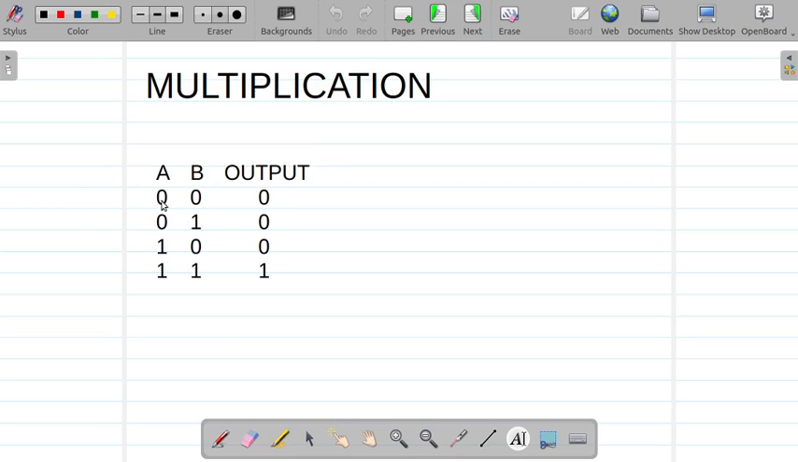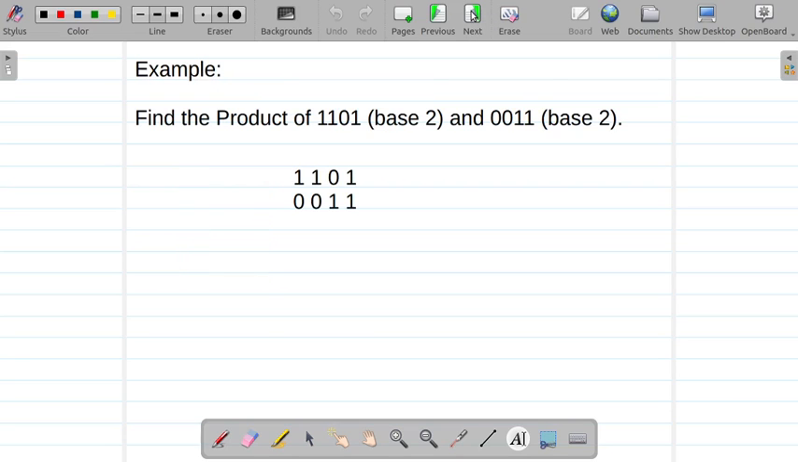So, if mag-multiply ka og duha ka variables, A ug B, 0 multiplied by 0 is 0. 0 multiplied by 1 is 0. 1 times 0 is 0. 1 times 1 is 1. So, mahimong 1 ang iyang output kung both variable is 1. So, let's check sa example.